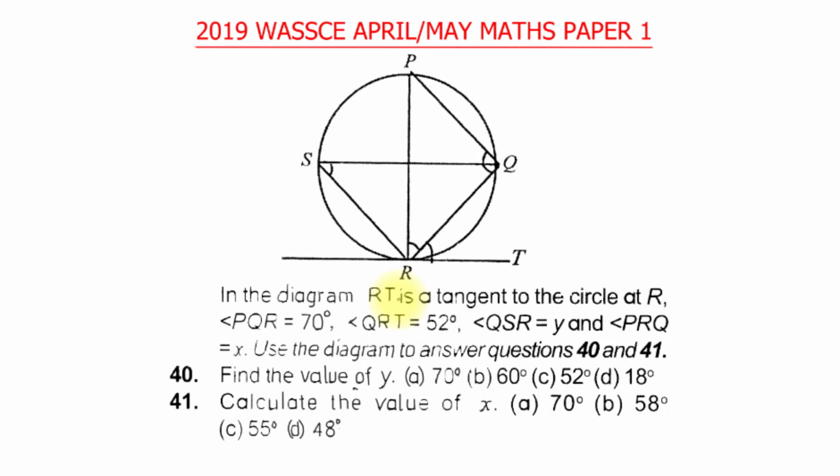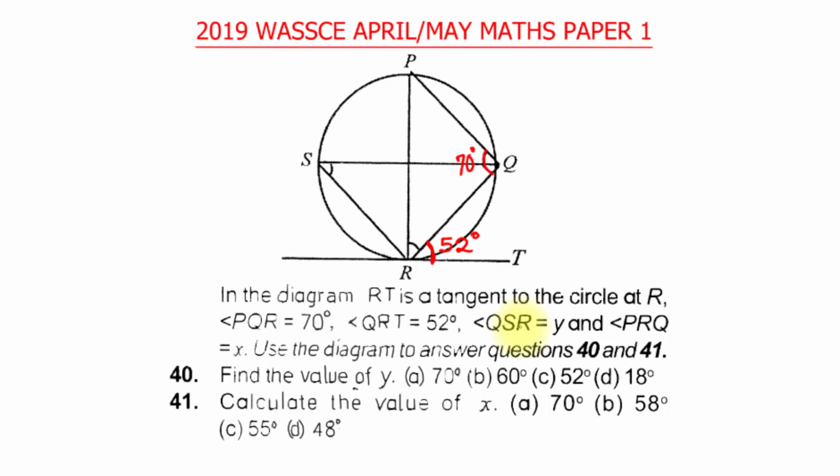in the diagram, this line RT is a tangent to the circle at R. Then angle PQR is 70 degrees. So maybe you can just label that. So here PQR, that's 70. Then angle QRT is 52 degrees. So let's get that, QRT. So this angle, from this chord to this tangent, that was given as 52 degrees.